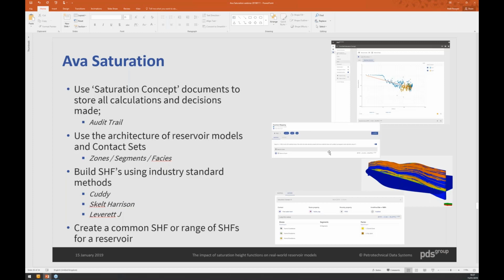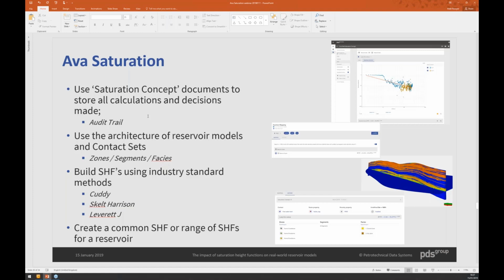The industry standard methods that we're supporting at the moment are obviously the Cuddy FOIL function, Skelt-Harrison function, Leverett J as well. And this whole saturation concept document basically forms the basis of the audit trail. So all of the calculations you make, all of the decisions you make, any charts you produce, any height functions that you make, they're all saved and they're all stored within this saturation concept document. So you've got this audit trail there.